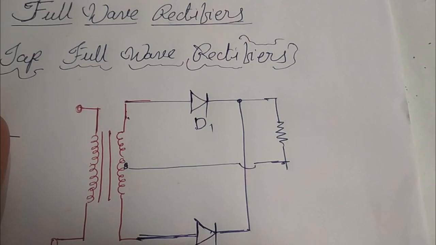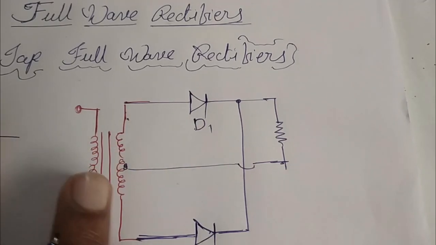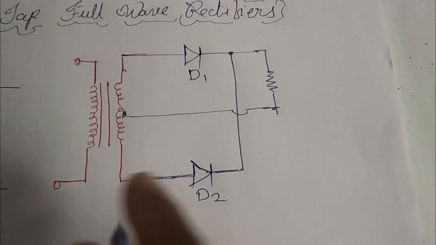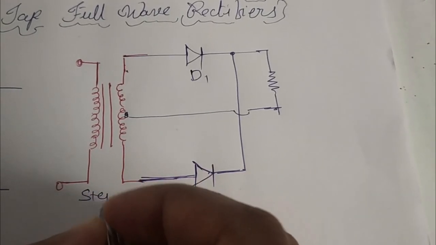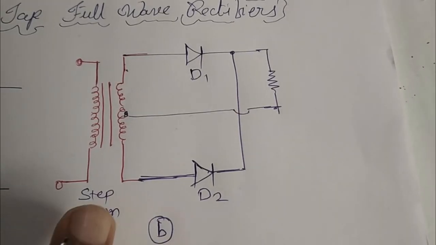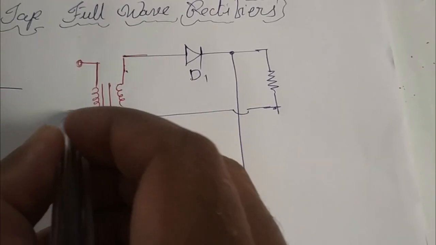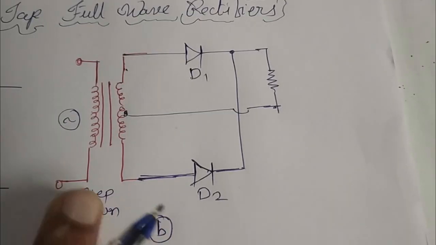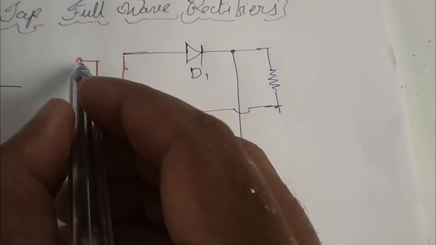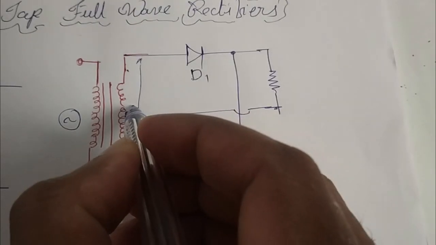So what is there at the input? At the input we have an AC signal, and this AC signal is given to the secondary of this transformer. This one is a step down transformer. The same type of transformer we used in the half wave rectifier. So a step down transformer takes a higher AC signal and reduces it to a lower AC signal. Now here you can see this total voltage is divided into these two parts.